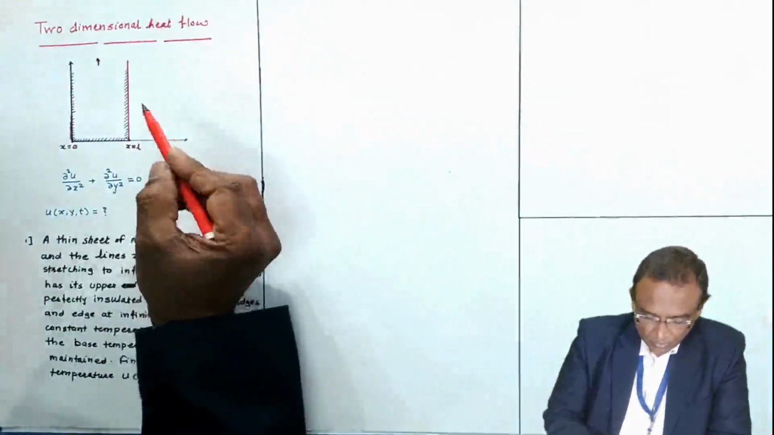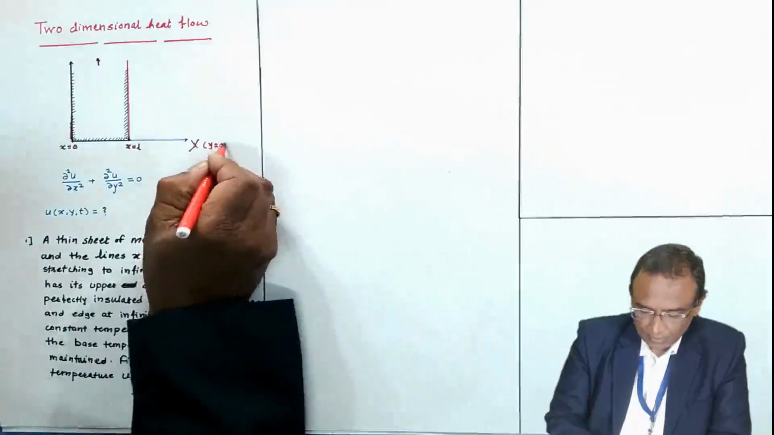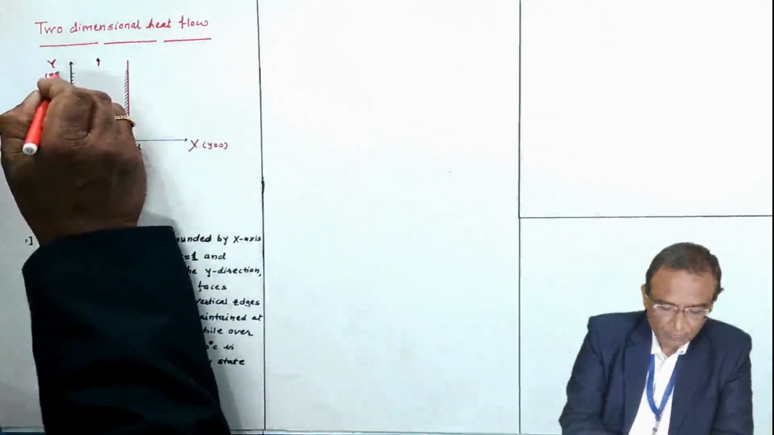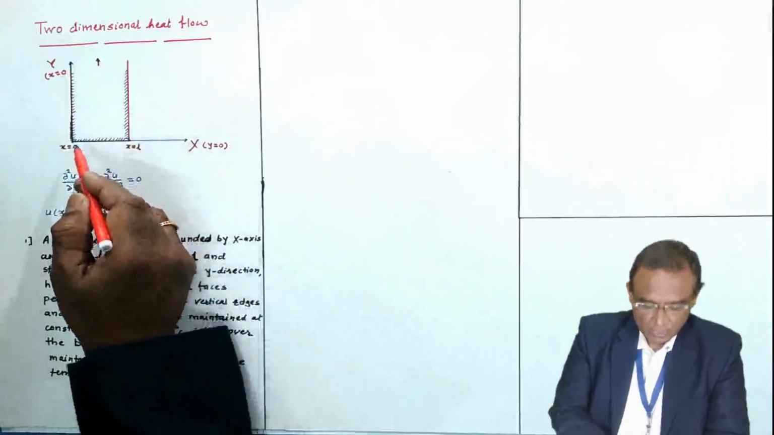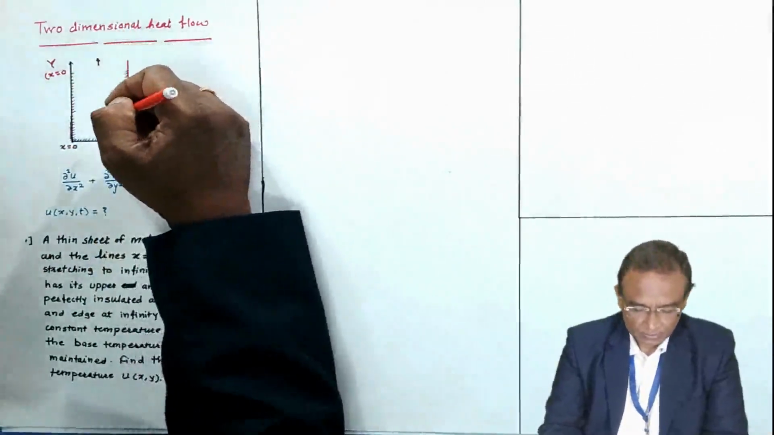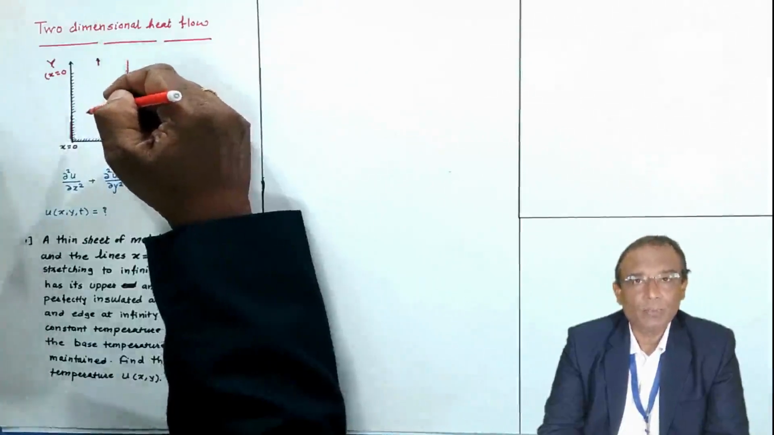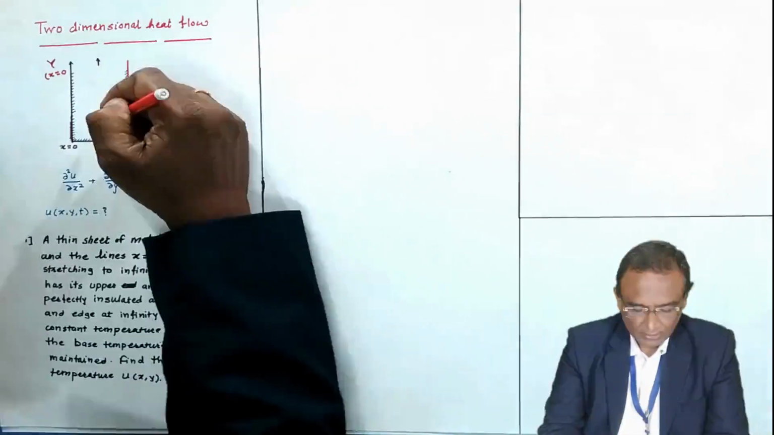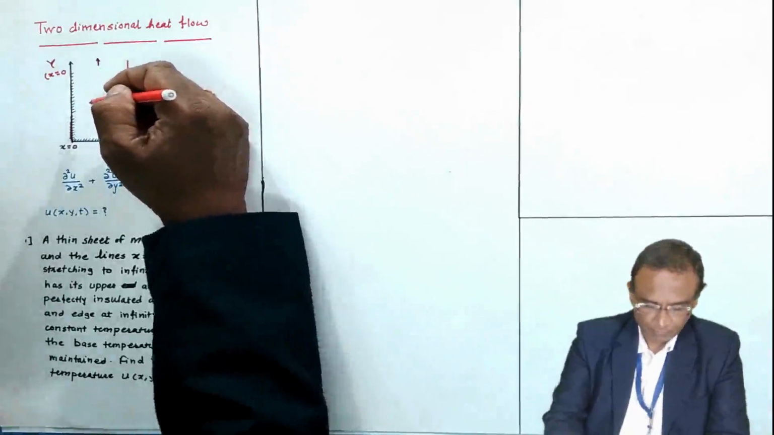Here y equal to 0 means the x-axis is the line y equals 0, and this is the y-axis, the line x equals 0. The metal sheet is bounded by these axes and the line x equal to L. Here, the length of the sheet is considered to be infinite. The sheet is very long. The length of the sheet is infinite.